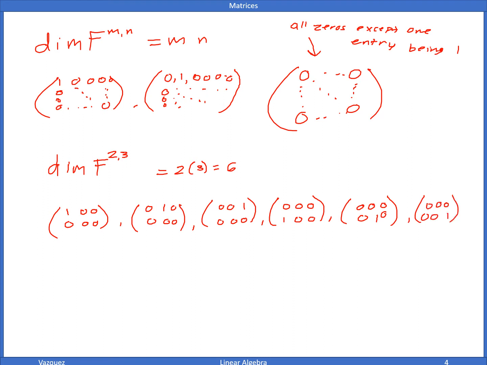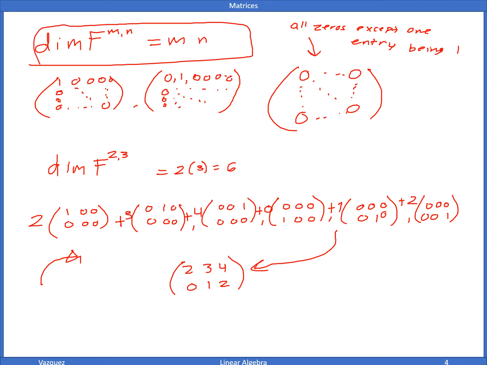This is a basis, right? So any 2 by 3 matrix we can get by some linear combination of those matrices, right? So for example, if you had 2, 3, 4, 0, 1, 2, we would have 2 times this one plus 3 times this one plus 4 times this one plus 0 times this one plus 1 times this one plus 2 times this one. And that is a linear combination that gives us this matrix. That's why this theorem holds true. That's our basis that we can always get. So there's m times n possibilities for our matrices.